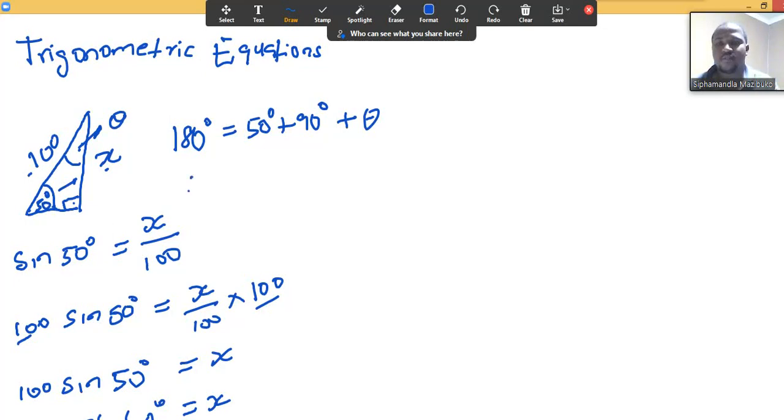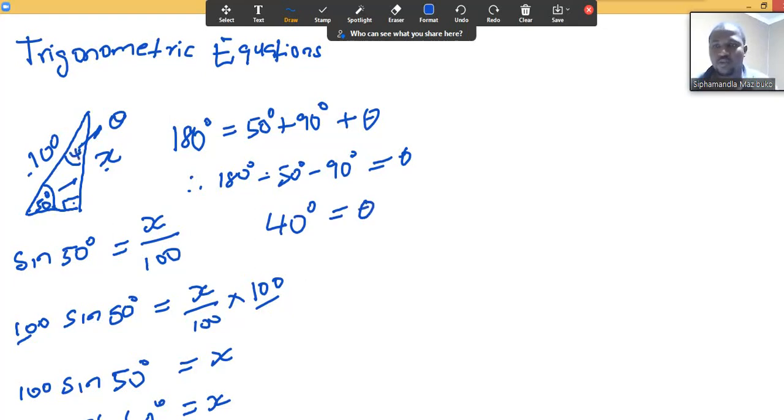So 180 degrees minus 50 degrees minus 90 degrees is equal to angle theta. 180 minus 50 minus 90 gives us 40. So our angle theta is 40 degrees, and with that one we can easily find this side here.